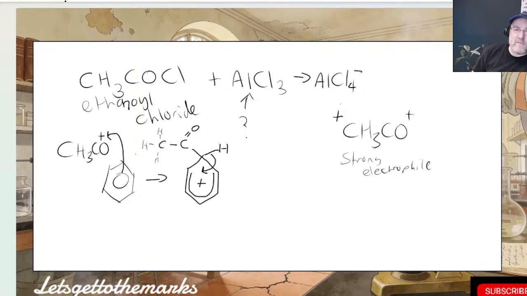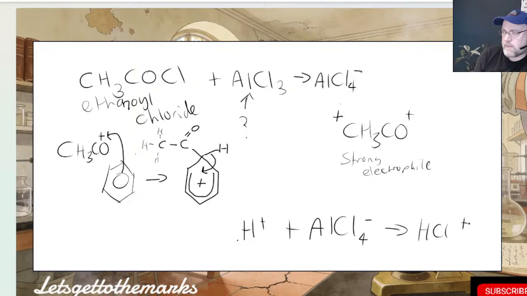Now you may get a 5 marker, which has happened before, where they want you to show the Friedel Crafts reaction, using aluminium chloride as the halogen carrier. We might have to show the reformation of the halogen carrier. So obviously you're going to have a hydrogen ion removed here, and that is going to react with AlCl4 minus, and we're going to get what? HCl plus AlCl3. Coolio!